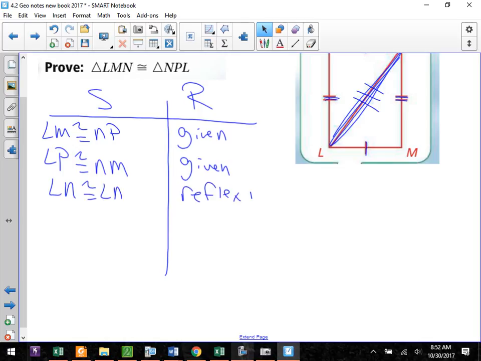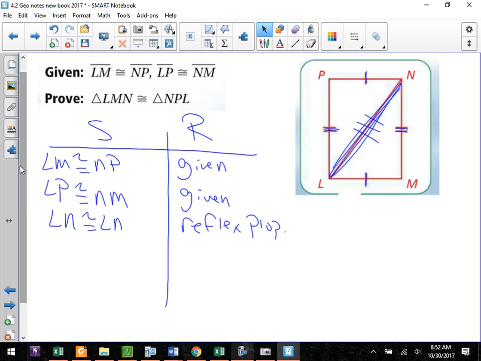Yes, sir? No. Do you have all three sides congruent to each other? You do. That means now our triangles are congruent because you've got all three corresponding sides. Triangle LMN is congruent to triangle NPL, side, side, side.